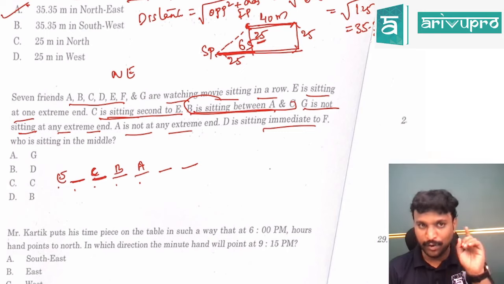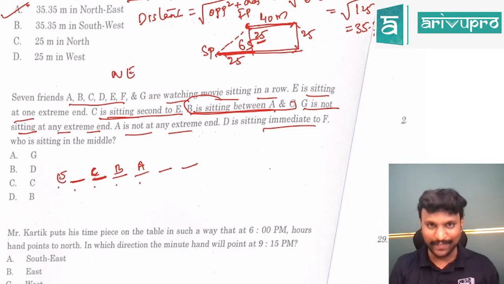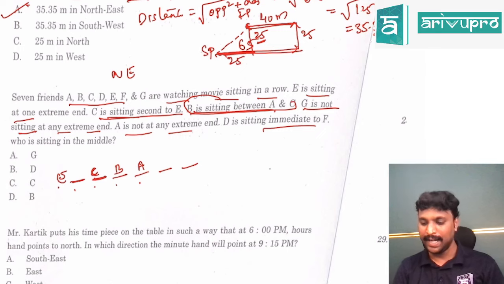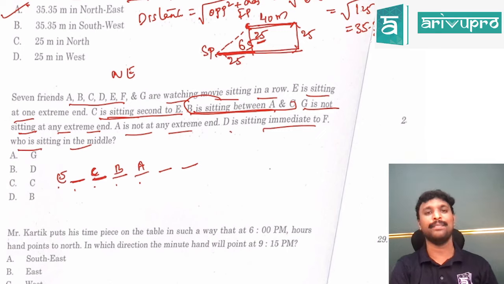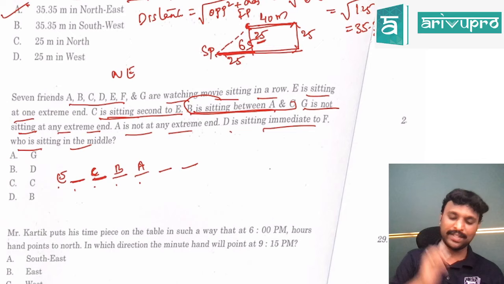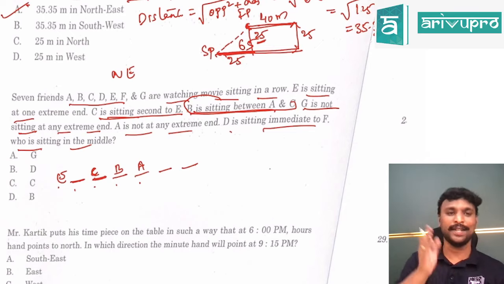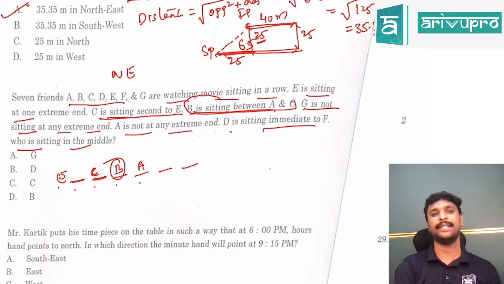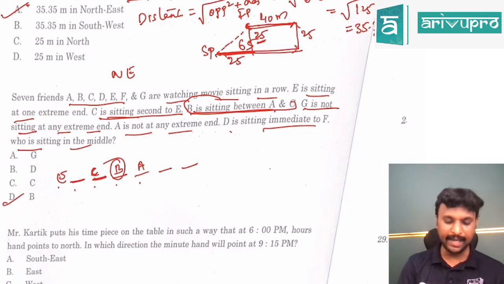Guys, before you complete solving the question, read what is asked. Who is sitting in the middle? So do we have to find out the remaining positions? Definitely not, because out of 7 positions, the 4th position is the middle position. Definitely B sits in the middle. So option B is the answer.